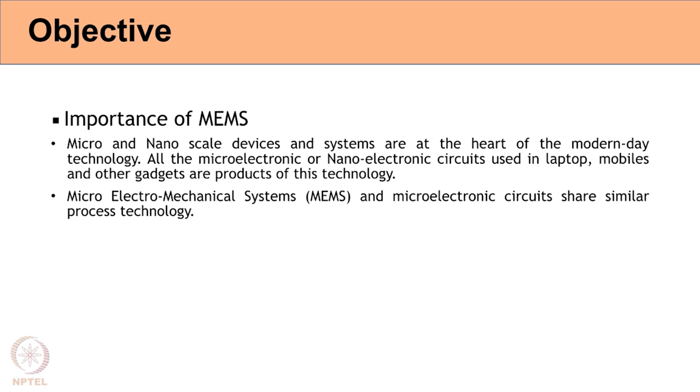Next, microelectromechanical systems, which is the topic of this course, and microelectronic circuits, which many of you are already familiar with, use a similar kind of process technology. What does it mean? It means that the way these sensors are made, the microelectronic circuits are also made in a similar way. Microelectronic circuit process technology started several decades back, and MEMS or sensor technology followed that technique.